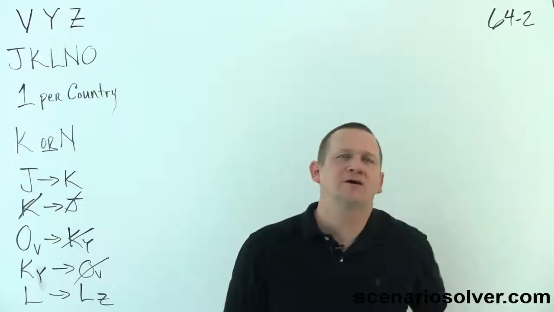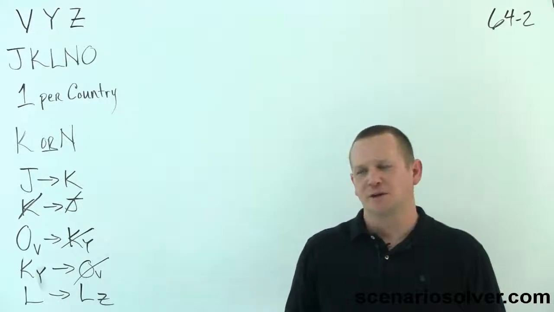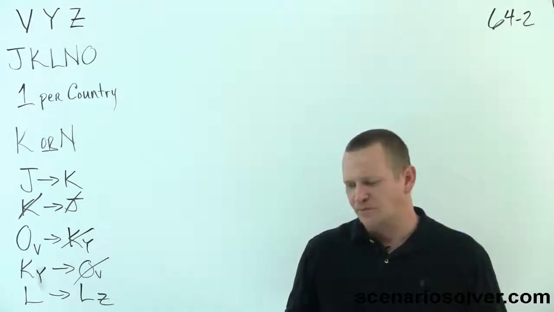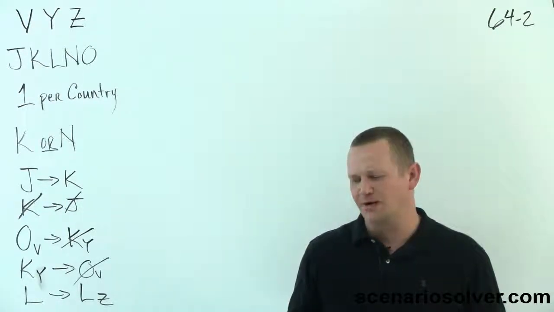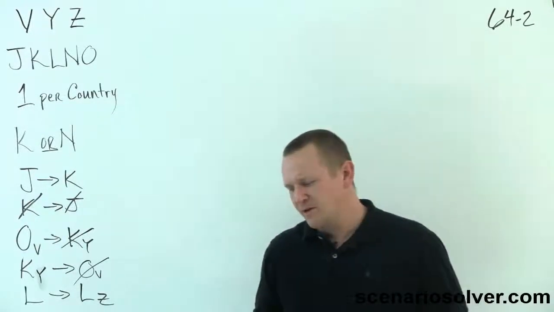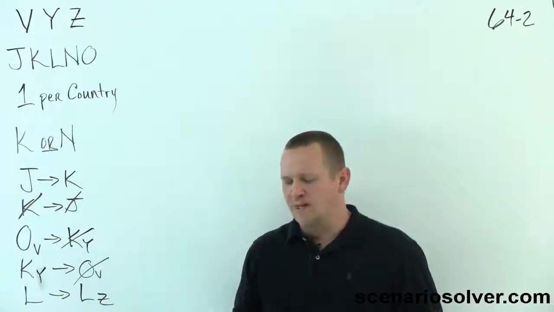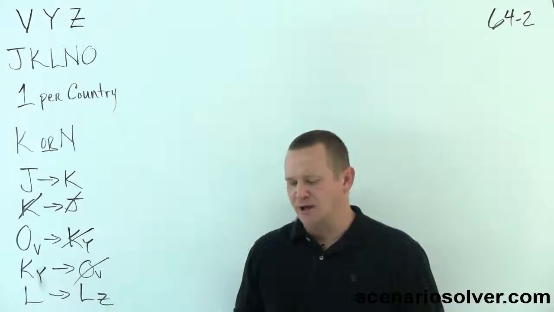Okay, we're looking at LSAT 64. This is October of 2011, Logic Game 2. A government needs to assign new ambassadors to V, Y, and Z. The candidates for these ambassadorships are J, K, L, N, and O. One ambassador will be assigned to each country, and no ambassador will be assigned to more than one country.